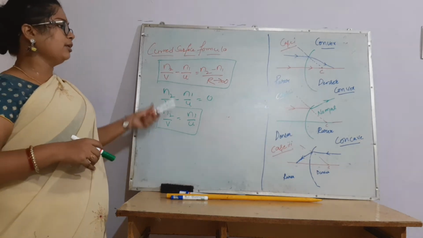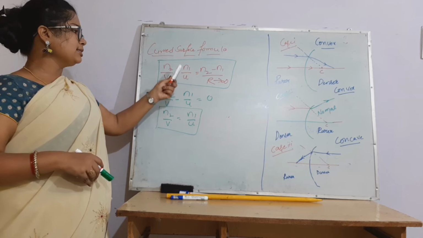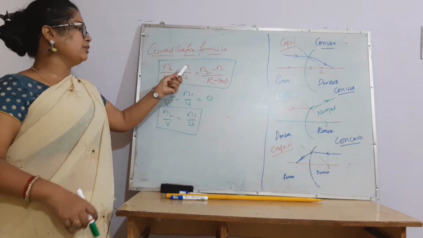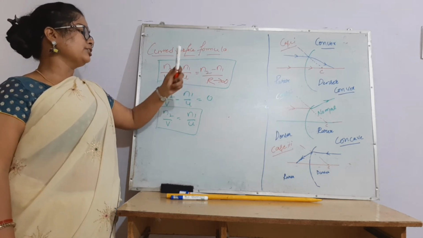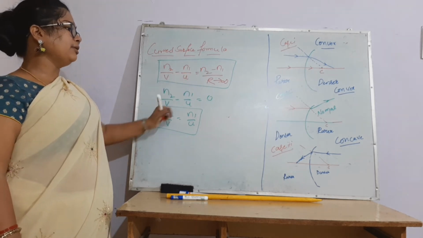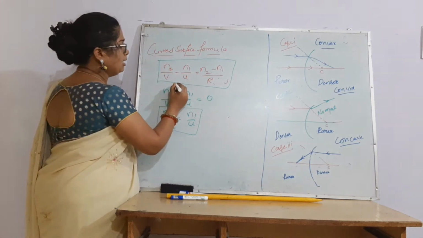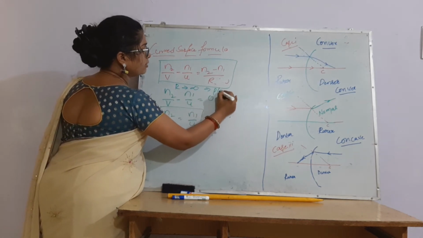If it is a plane mirror, with curved mirrors, this is N2 by V minus N1 by U is equal to N2 minus N1 by R, where N2 is the refractive index of the second media and N1 is the refractive index of the first media. In the case of plane mirror, R tends to infinity in the above formula.